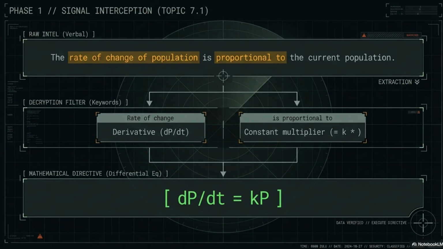We begin Phase 1, Signal Interception for Topic 7.1. You must translate verbal raw intel into mathematical directives. The keyword phrase rate of change is your decryption filter for a derivative, such as dP/dt. The phrase is proportional to dictates a constant multiplier, k. Combine these to form your mathematical directive: dP/dt is equal to kP.